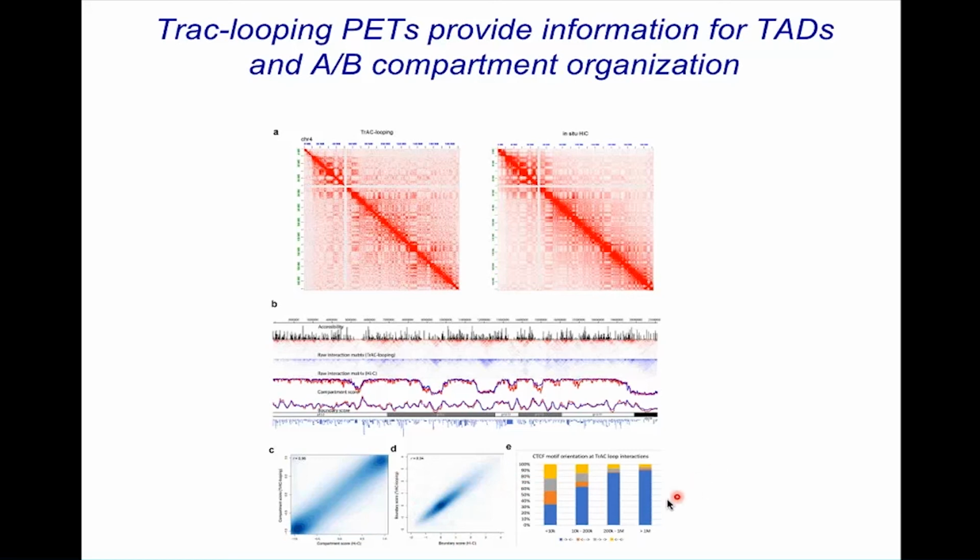Furthermore, when we look at the orientation of CTCF motifs from these interactions detected by Trac-looping, we found that for CTCF anchored interactions longer than 200 kb, the vast majority of the CTCF motifs are in the convergent orientation as found previously. But if it's between 10 kb and 200 kb, the convergent side is still dominant, but with a lower fraction. If the interacting regions are within 10 kb, then more or less the motif orientation is random.